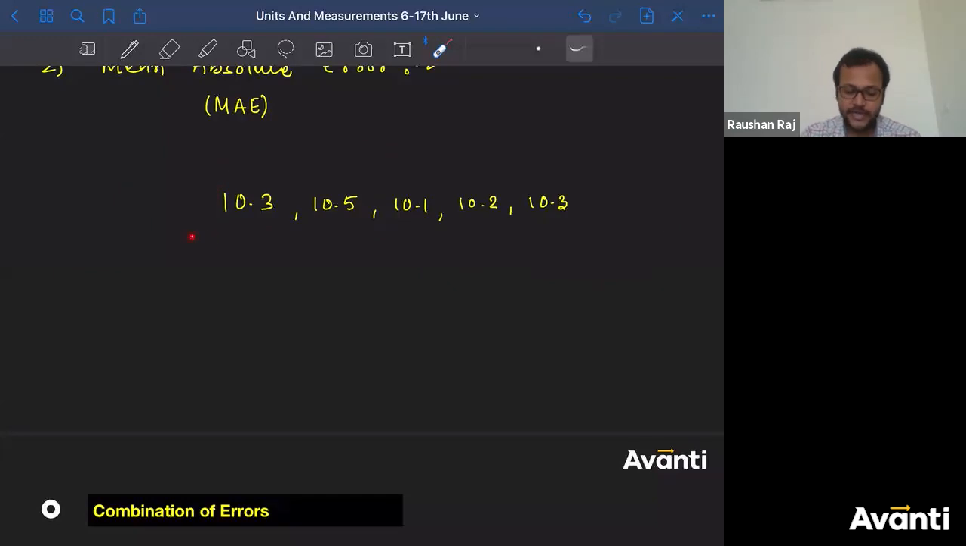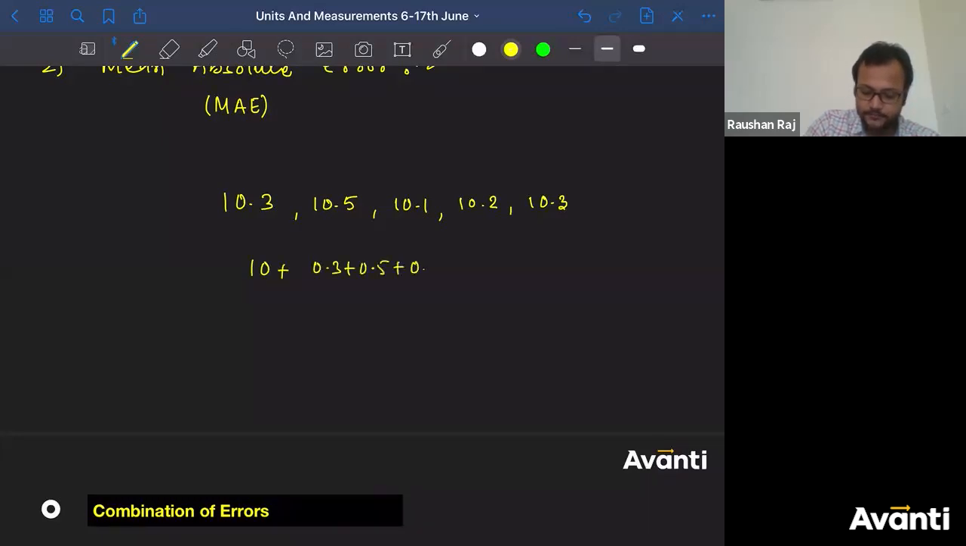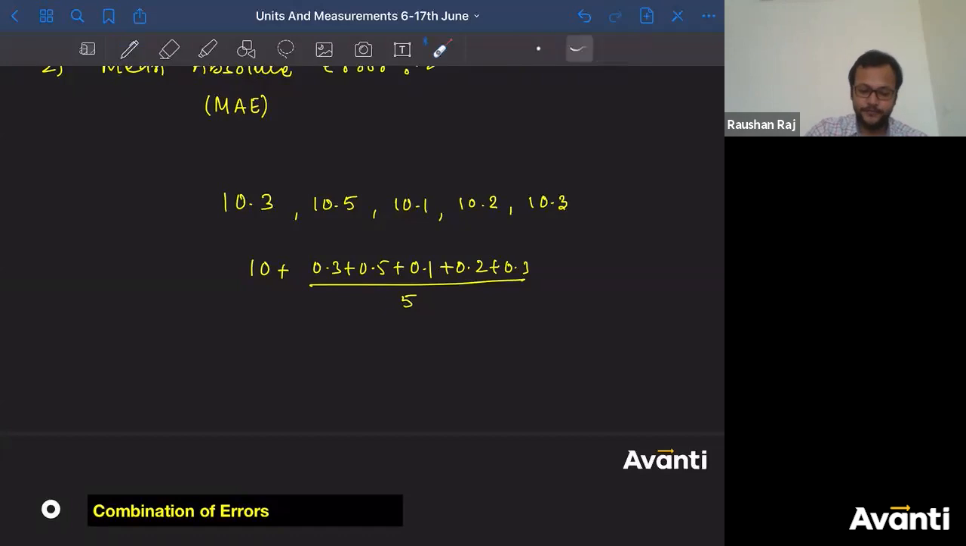Now if I ask you to take the mean of it, तो इसका मीन आप निकालो, मतलब एवरेज निकालो, कितना मिलेगा बच्चा लोग? तो 10 प्लस 0.3 प्लस 0.5 प्लस 0.1 plus 0.2 plus 0.3 divided by 5. All right, tell me what is the answer. So 0.3 plus 0.5 is 0.8, 0.8 plus 0.1 is 0.9. All right, समझ में आ रहा है सबको? 0.9 plus 0.2 is what? Now 1.1, 1.1 plus 0.3 is 1.4.